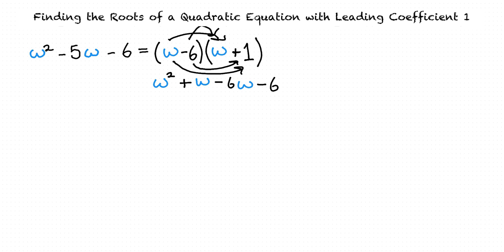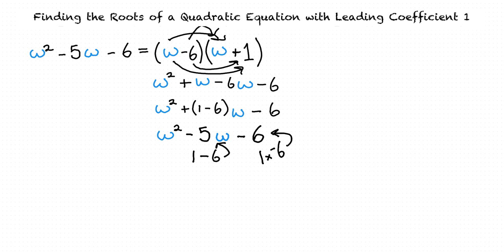We can simplify this by combining these two middle terms to get w squared plus 1 minus 6w minus 6, which can also be simplified further to equal w squared minus 5w minus 6. So where did each of these numbers come from? The w squared came from our first two terms multiplied together. The minus 6 came from our last two terms multiplied together, minus 6 and 1. And the minus 5w came from 1 minus 6, or these two terms added together.